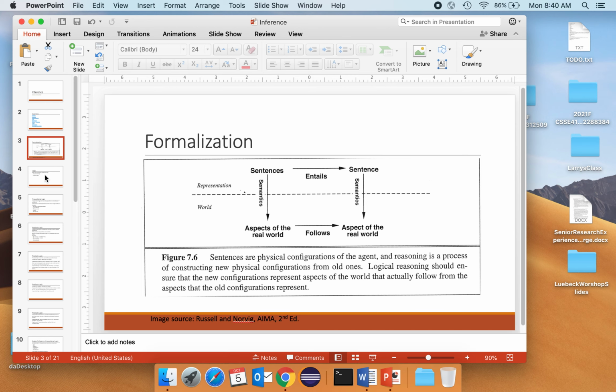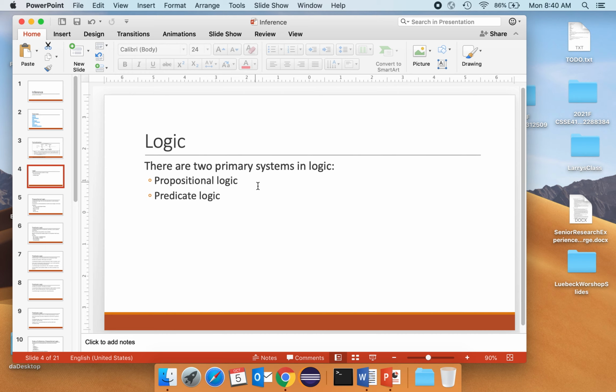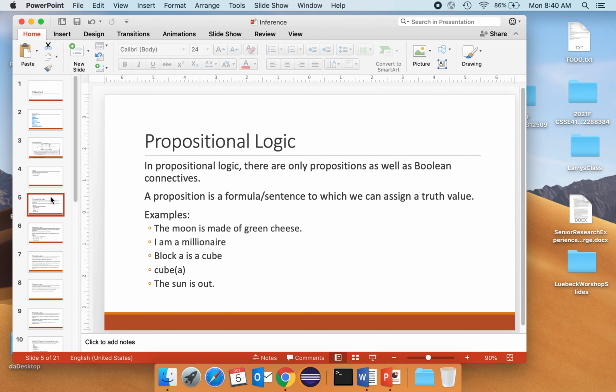All right, so let's move on a little bit to logic. We're going to be looking at two systems here that are very prevalent in logic, but there are many other logical systems. One of them is propositional logic, and the other one is predicate logic. In propositional logic, we only have propositions as well as Boolean connectives and something else that we'll see in a moment. A proposition is a formula or a sentence, a well-formed sentence typically, and we'll talk about syntax and semantics tomorrow, to which we can assign a truth value.